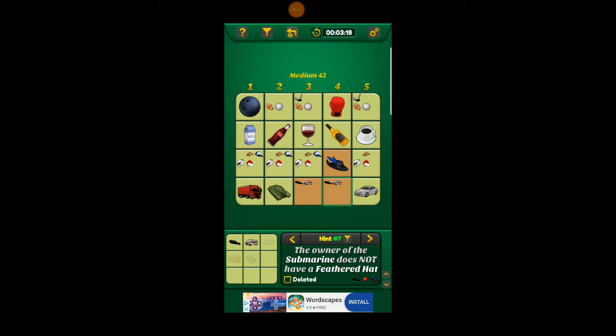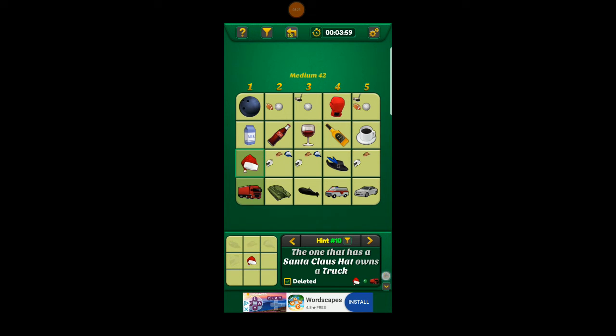Now this one says the owner of the submarine does not have a feathered hat. So we don't touch the submarine necessarily because then we'll just have to touch it over here. So we'll just go ahead and put this one as being the ambulance because there's only two choices. It's not the submarine. It's got to be the ambulance, right? Moving on. Okay, the submarine doesn't play football. Rugby. Touch it once. Okay. Now again, they've got to line up. And we know where the truck is. So we know that this one has a Santa Claus hat.